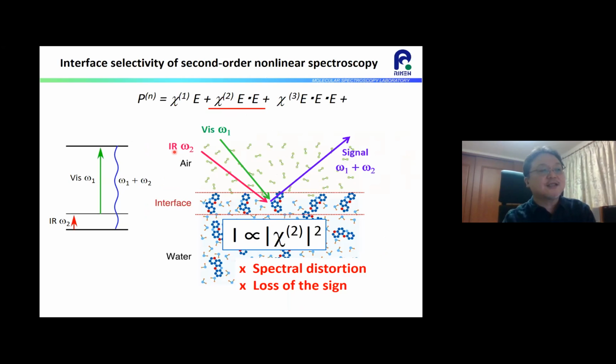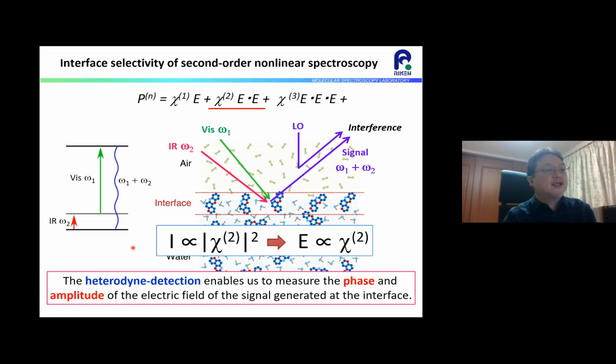By changing the infrared frequency, if we have a vibrational resonance, the intensity of the sum frequency signal is increased. In that way, we can selectively observe the vibrational spectrum of molecules at the interface. This is sum frequency generation spectroscopy, a nice spectroscopy which was started by Y. R. Shen in the early 90s. Well, around 2000, people came to understand that this spectroscopy has an intrinsic problem.